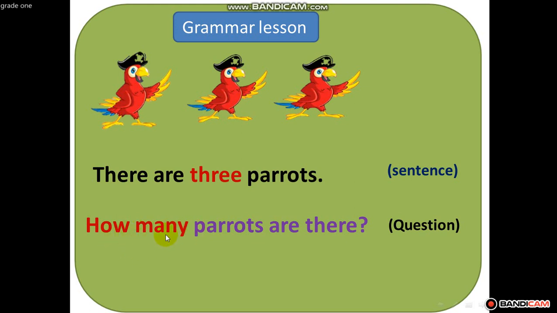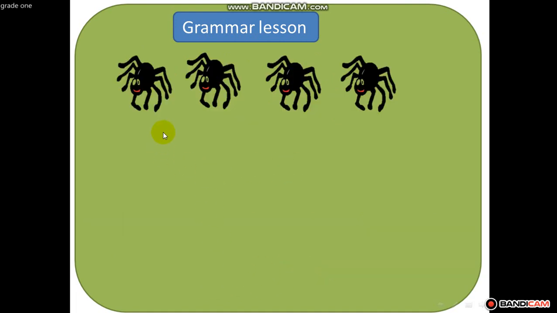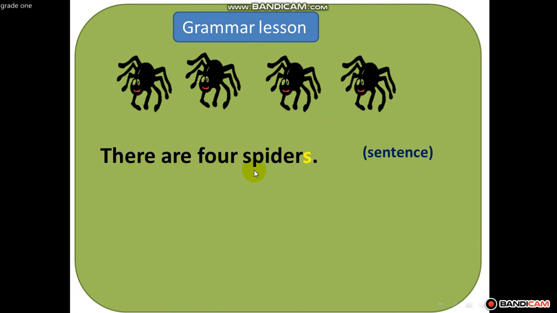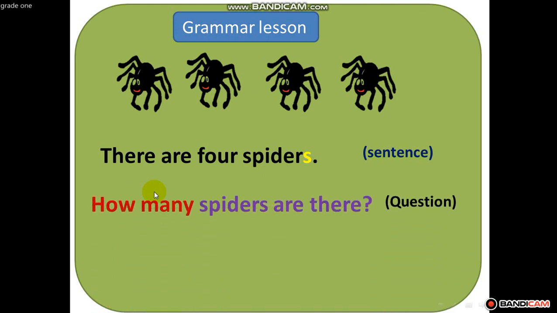So we have to say how many parrots are there? Can I say how many parrot? No, because we have to use the plural noun. If we want to answer, we're going to say there are 3 parrots. Let's count these spiders. 1, 2, 3, 4. So we're going to say there are 4 spiders. If you want to make a question, how many spiders are there? There are 4 spiders.